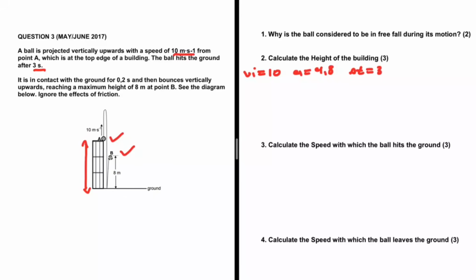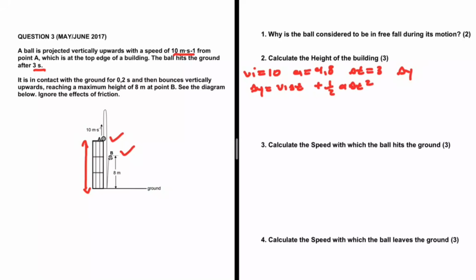And then what we want is delta y, the height of the building. The height of the building will be delta y because the displacement of the ball will give you the height of the building. We don't care about the fact that the ball goes up first. That will not affect our displacement. Our displacement will be the height of the building. That is the only thing we are interested in. Okay, so with these 4 variables, obviously, we can say that delta y is equal to vi delta t plus a half acceleration delta t squared.